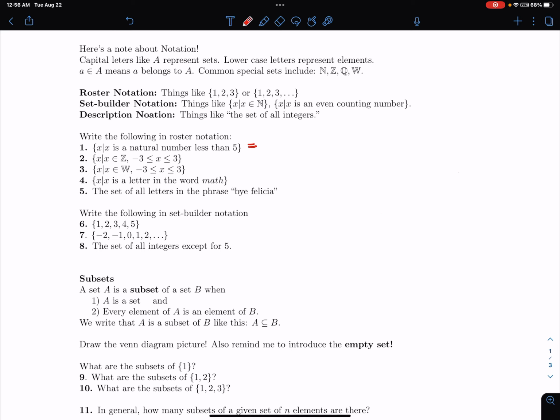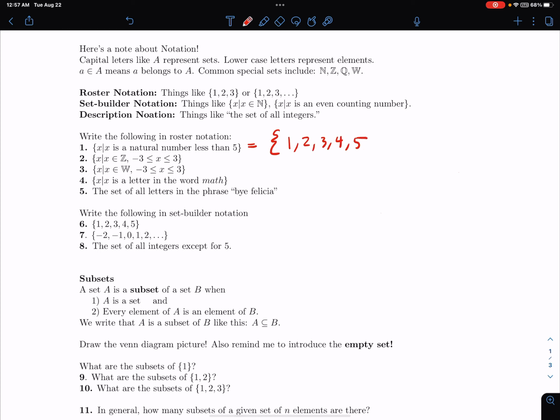So this is all x such that x is a natural number and less than 5. So which numbers belong in that category? Well, first of all, it says to write it in roster notation. That means I'm going to start with a bracket to indicate I'm starting the list for the set. And then I'm going to write everything that's in there. Natural numbers less than 5. Natural numbers, remember, start with 1, right? So all natural numbers: 1, 2, 3, 4, 5.